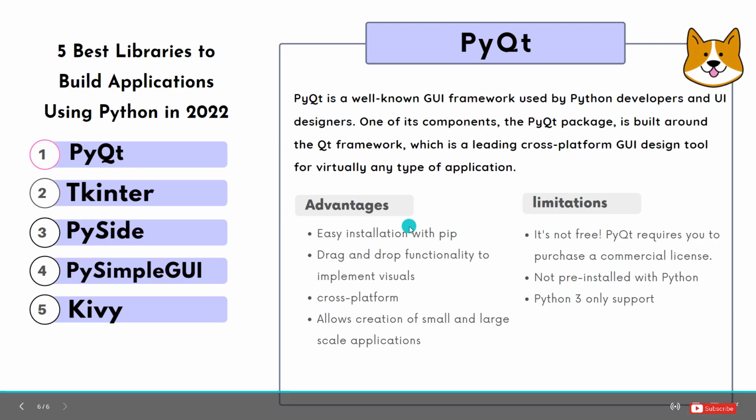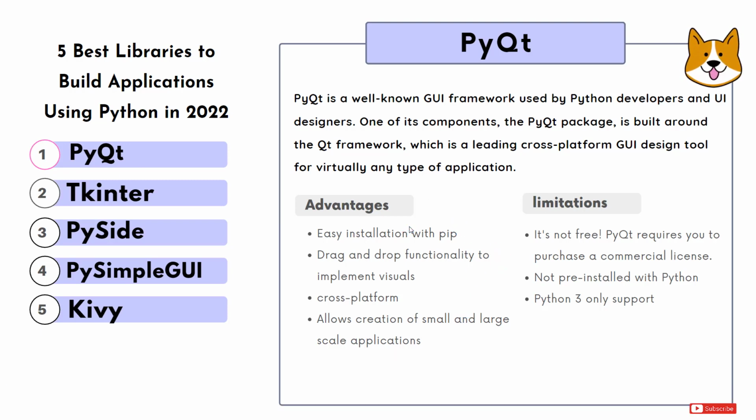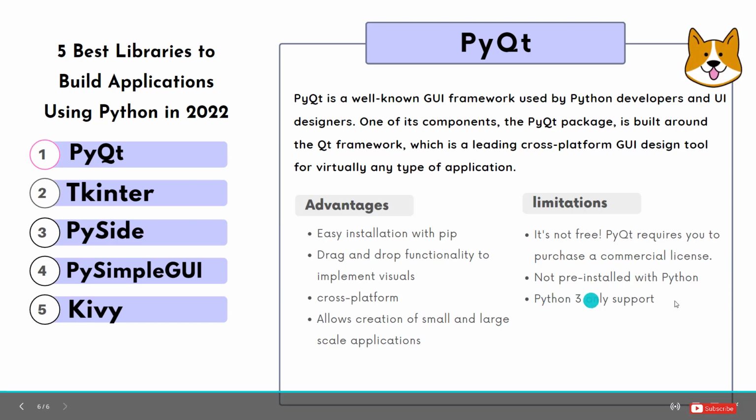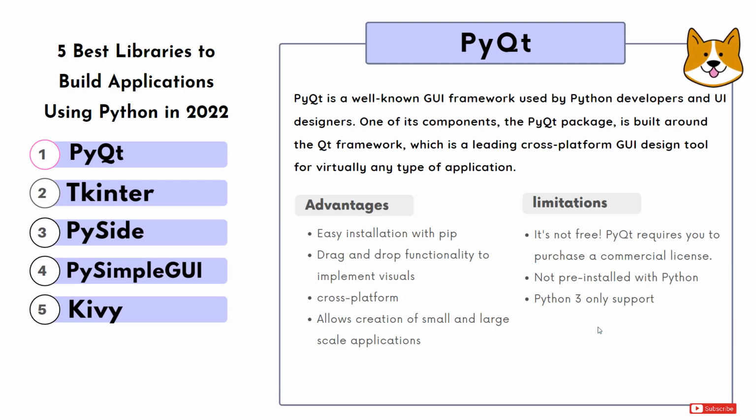It has many cool, interesting implementations, but these kinds of things are not for free. PyQt is not free, and it requires you to purchase a commercial license. You have to purchase it if you want to use it, and it is also not pre-installed with Python, and it only supports Python 3. But this is the best framework and top 1 framework to build GUI applications.